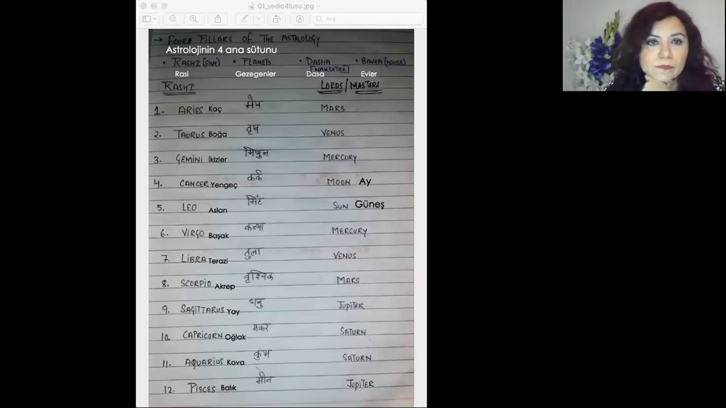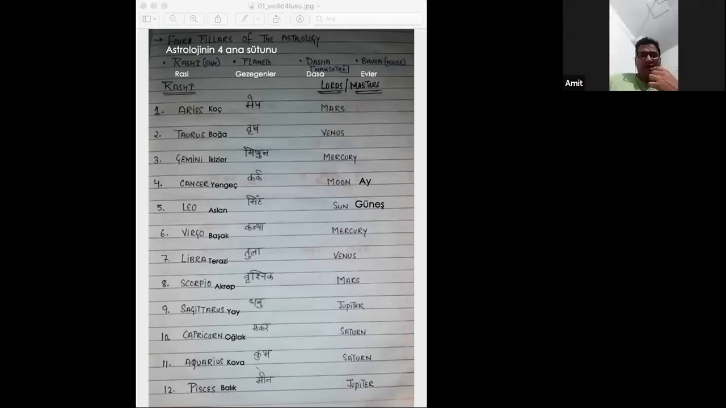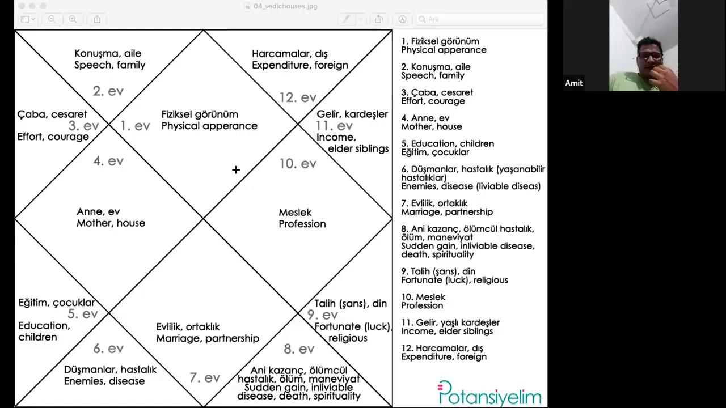The last one is house, which is one of the pillars of Vedic astrology. Houses represent certain characteristics, which we show by that chart. The first house represents the ascendant. You can see all these characteristics. The first house represents physical appearance. Second, all these are the characteristics of houses.